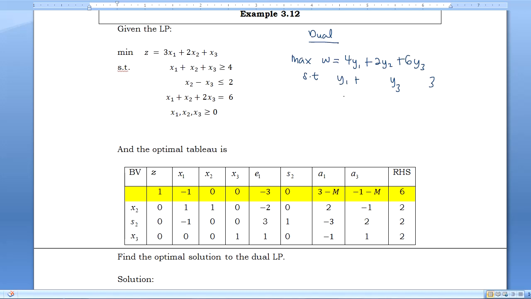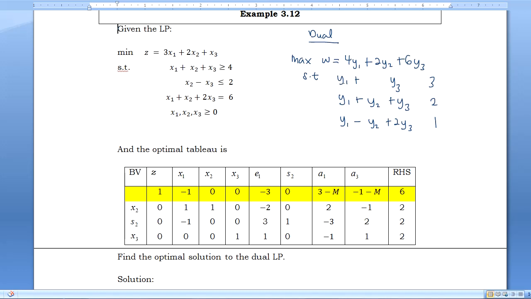For the second constraint, we have 1y1 plus 1y2 plus 1y3, and the right hand side is 2. The last constraint, we have y1 minus y2 plus 2y3, and the right hand side of this constraint is 1.